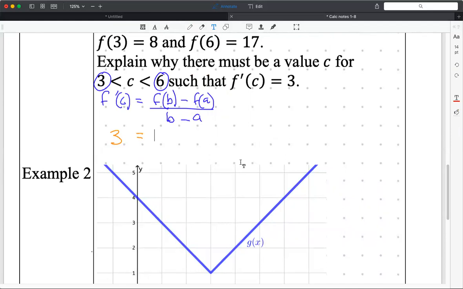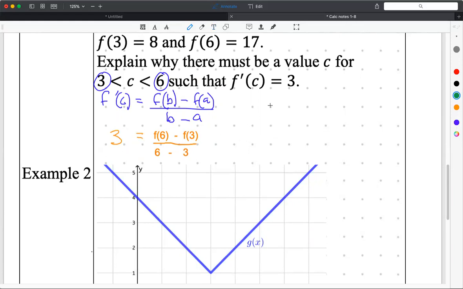So down over here we have f of b, and b is 6. So f of 6 minus f of 3, and that's all going to be divided by b minus a, which is 6 minus 3. I can do a quick line here with my trackpad. And then we can figure out what that is.